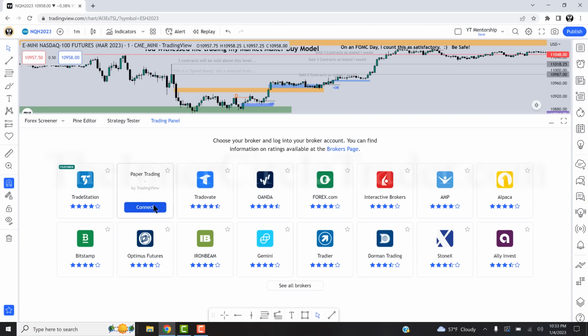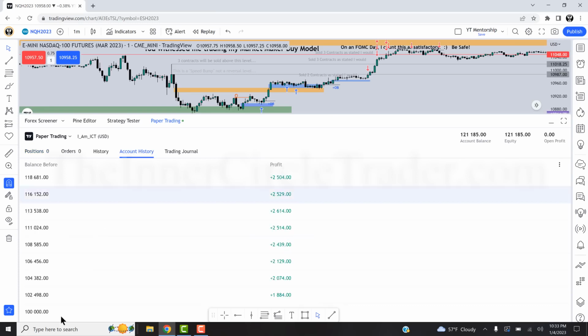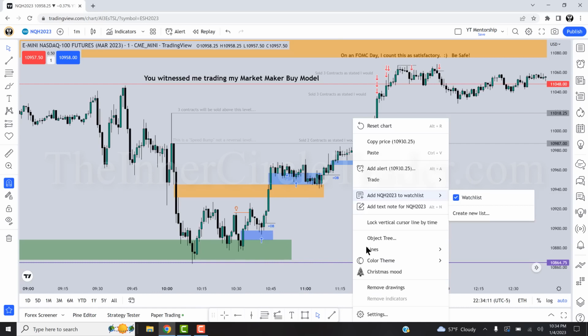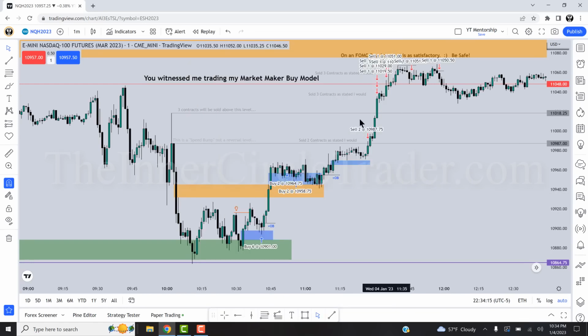But this trade was a paper trade, and there is the account history. So from 100 all the way up to finally $121,185. So 21.1% return, one trade. And there's the business. So you can see it's all real, all executions done just like you saw me record them.